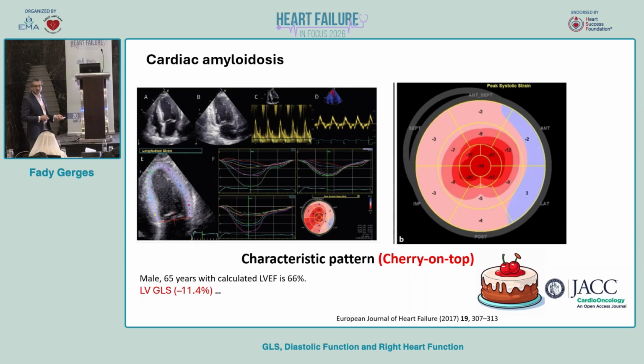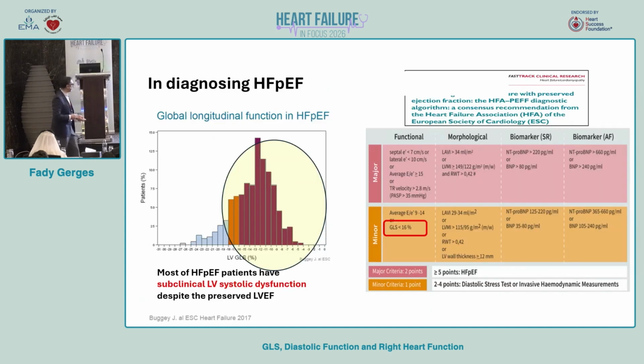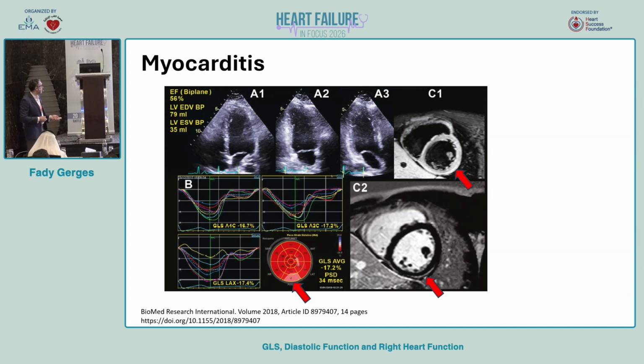GLS is quite depressed, right? -11. It's due to these areas which have reduced contractility. But you cannot see that by eyeball, which is tricky. That's why you have to use the GLS. That's why they use the GLS in the assessment and stratification of patients with HFpEF. It is in the criteria. If the GLS is less than 16%, this is one of the minor criteria to diagnose HFpEF.